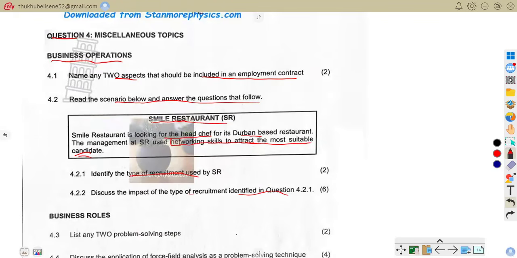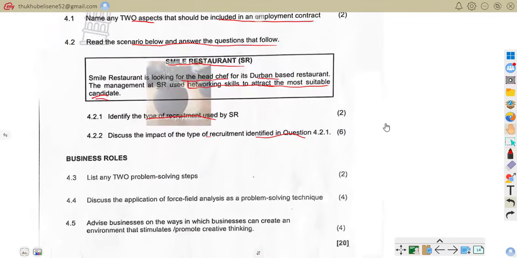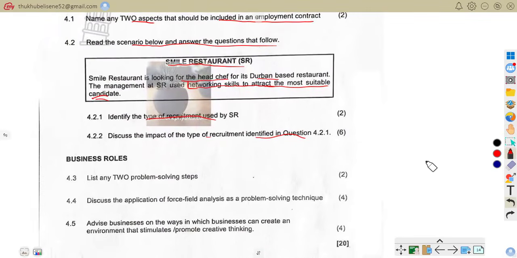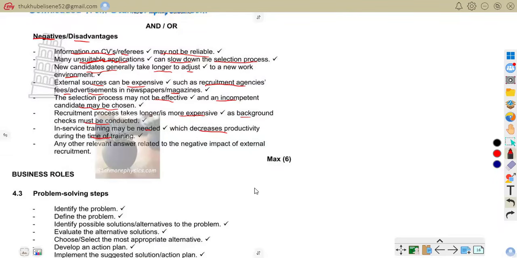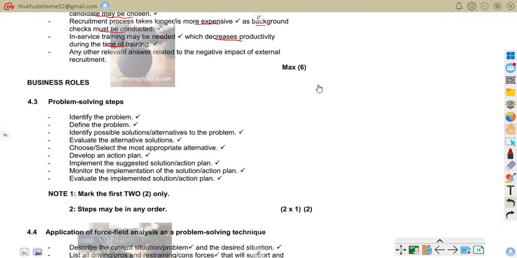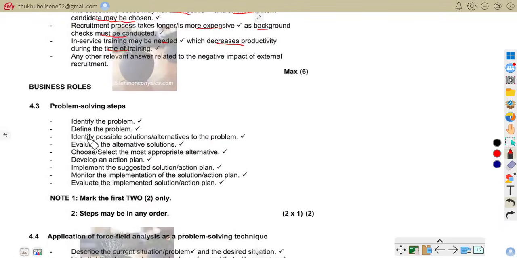So here we are on 4.3. 4.3 says list any two problem solving steps. Let's quickly attend to it. Problem solving steps. As it says, identify the problem.